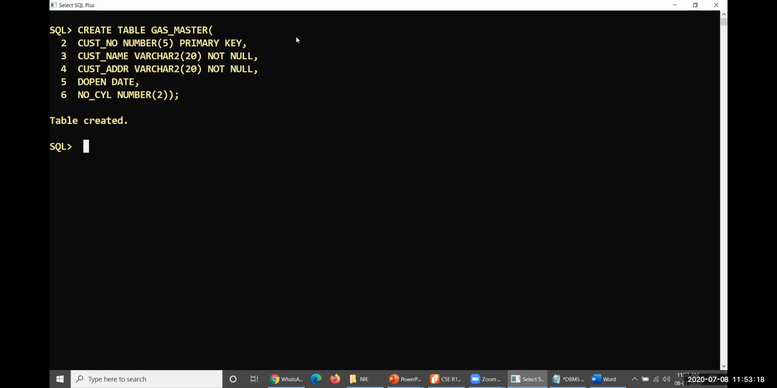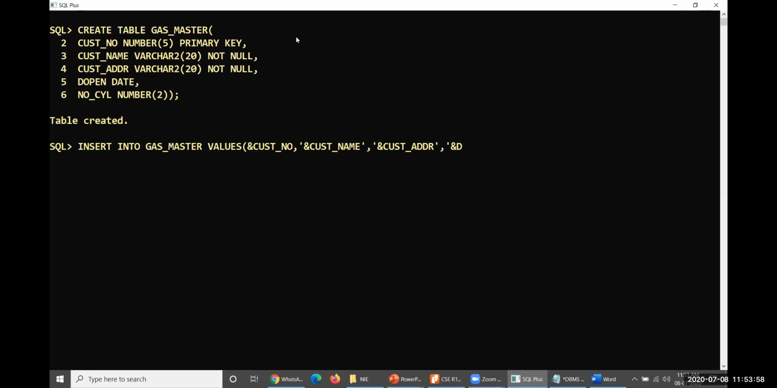So here I'd like to enter some data. Insert into table name GAS_MAST, or gas master. The values: the first one is customer number, ampersand CUST_NO. I'd like to take some data in a continuous manner here. The second one is ampersand CUST_NAME, customer name, then followed by customer address. It's also character, so ampersand CUST_ADDR, then followed by date open. It's also a date, so we would like to take single quotes into consideration.